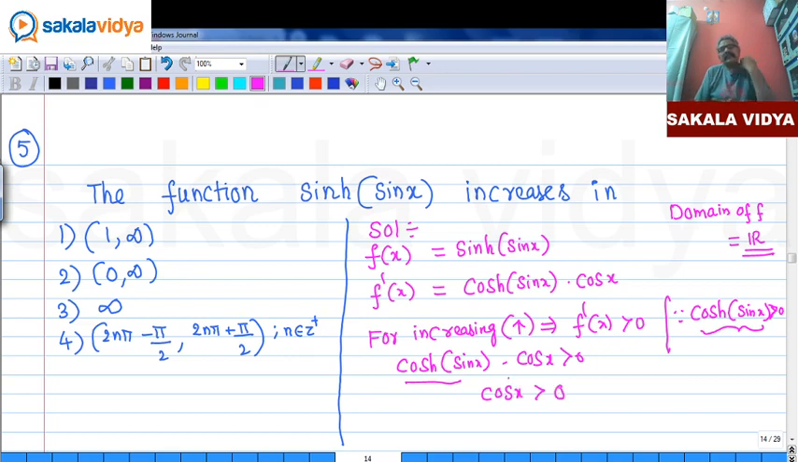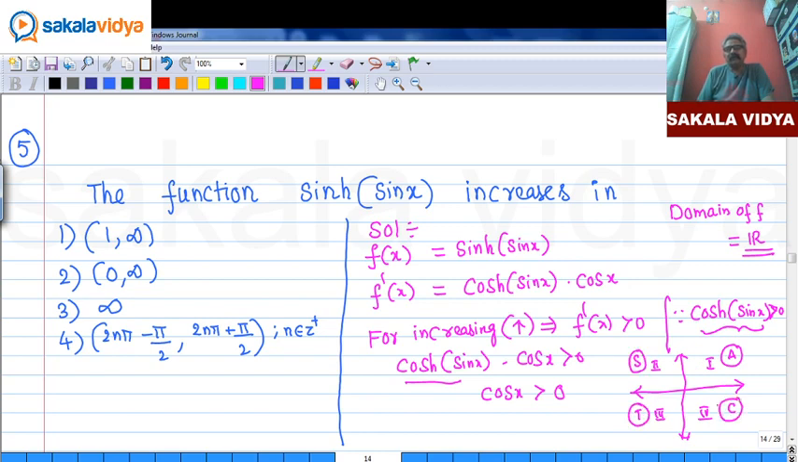So cos x is greater than 0 means cos x is positive. Here you need to take a coordinate system: first quadrant, second quadrant, third quadrant, fourth quadrant. All students take care now, stay at home, stay safe. So here cos is positive, here also cos is positive.